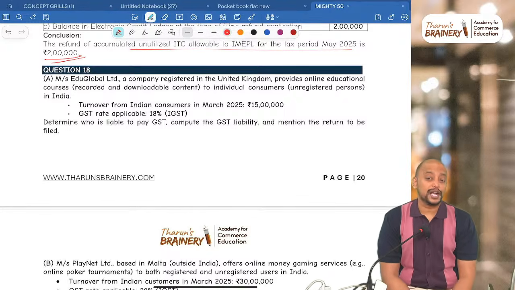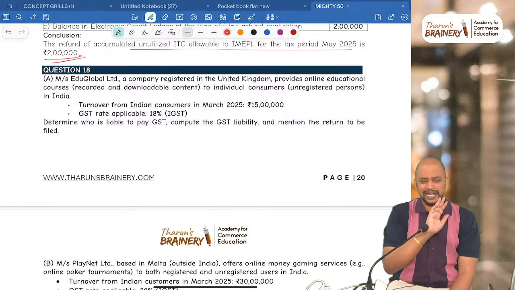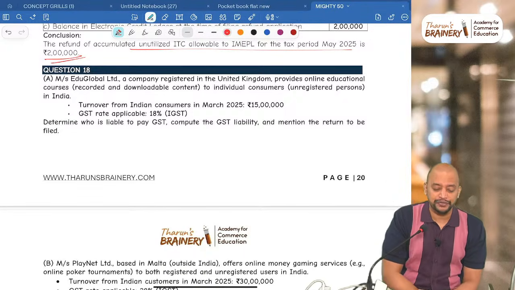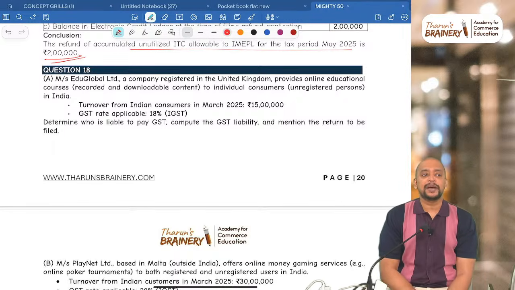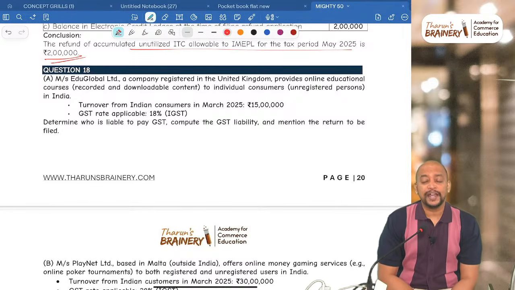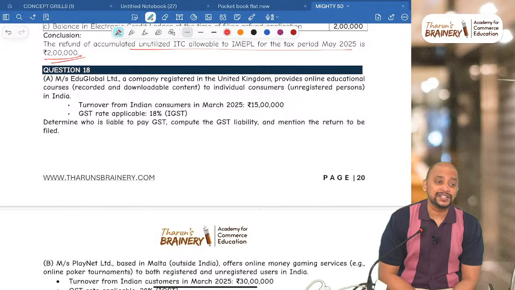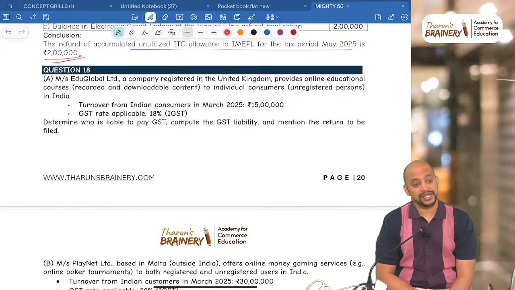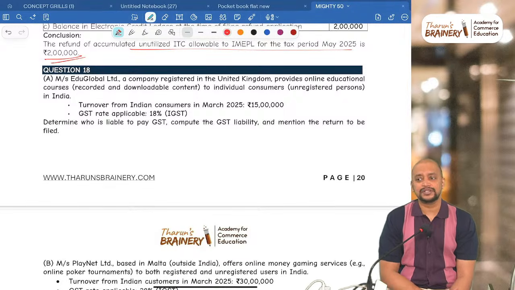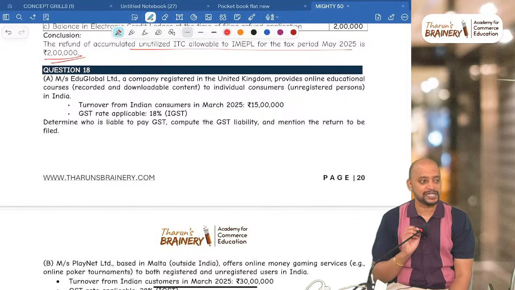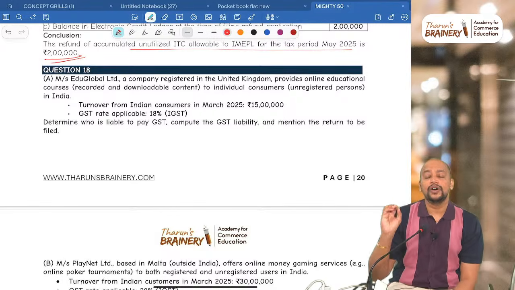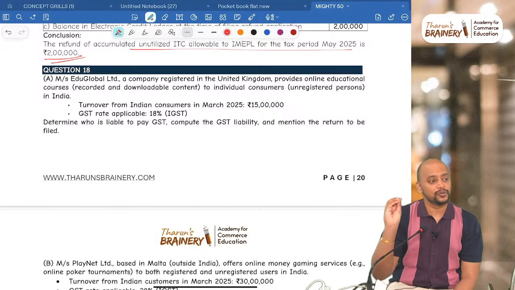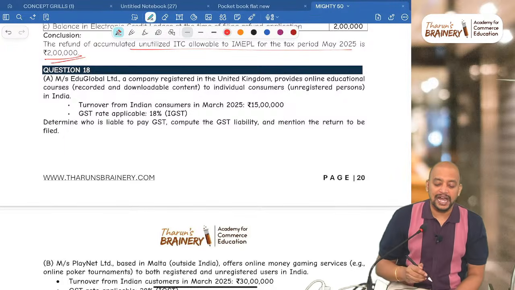But we are talking about import of OIDAR service. First, OIDAR service is common. But is it import of OIDAR service? Yes. And imported by NTOR? Yes. Why? Who is NTOR? Any unregistered person importing for other than business or commerce, or any purpose. Any purpose, not necessarily other than business or commerce. Even personal purpose or business purpose. If they are an unregistered person or a registered person who is registered only for deducting TDS, they will be treated as NTOR. So in this case, imported by unregistered person.